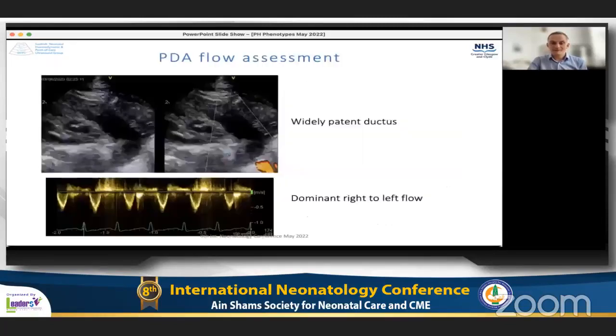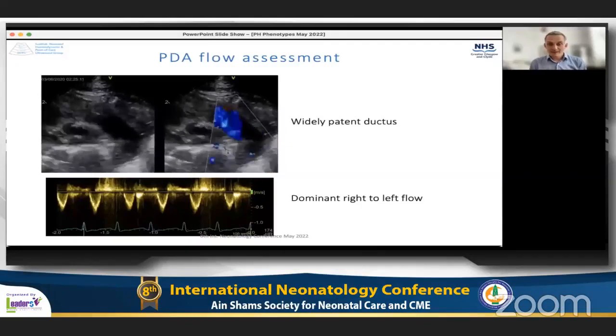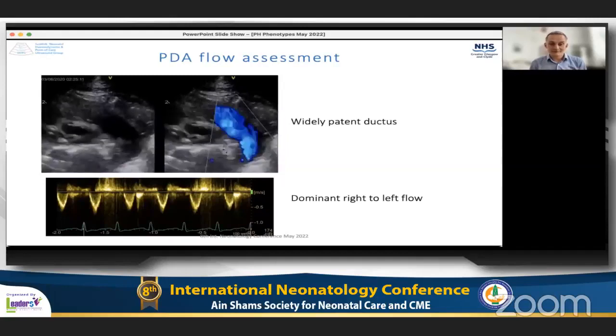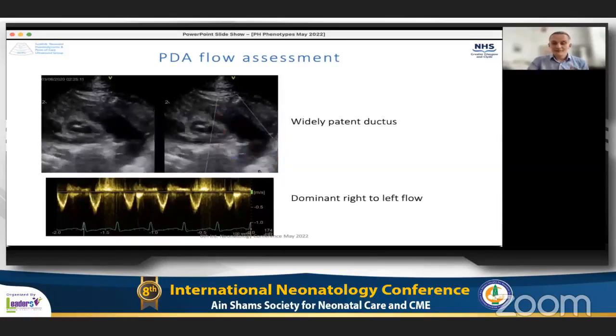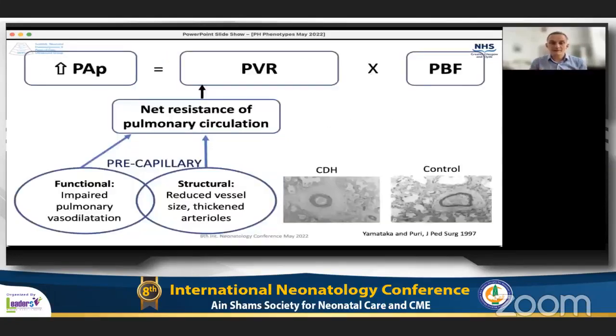But what's the underlying mechanism? Well, again, let's look at what the functional echocardiography can tell us. Here is a view of the patent ductus, which is widely open, and the Doppler shows that the ductal shunt is predominantly right to left, indicating pulmonary artery pressures that are close to or above systemic pressures. So we've definitely got evidence of elevated pulmonary artery pressure.